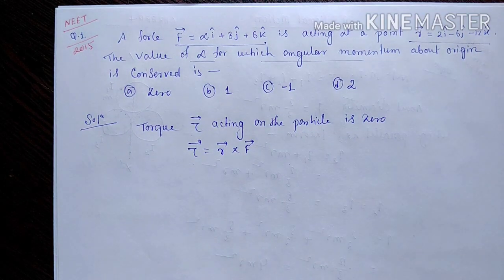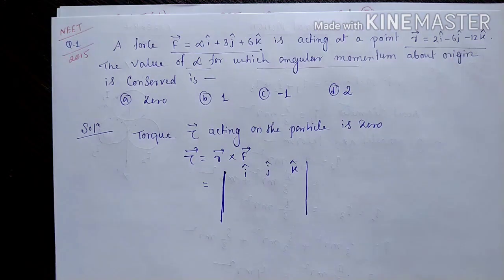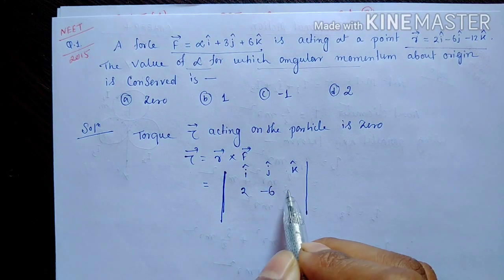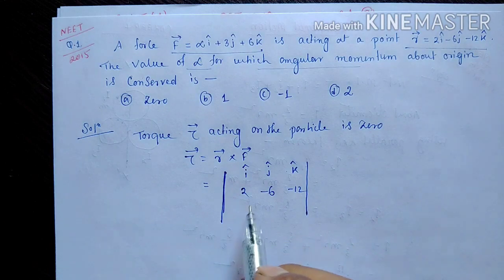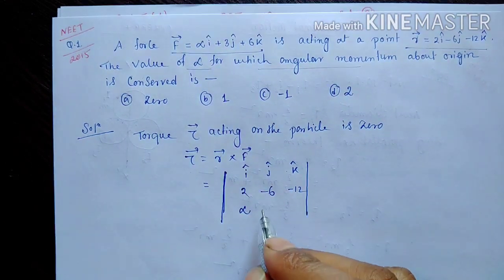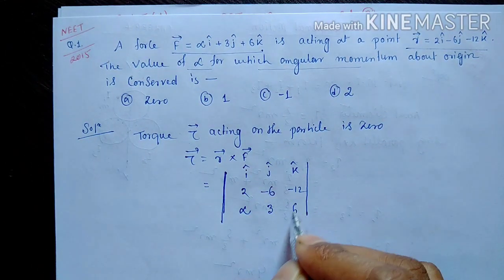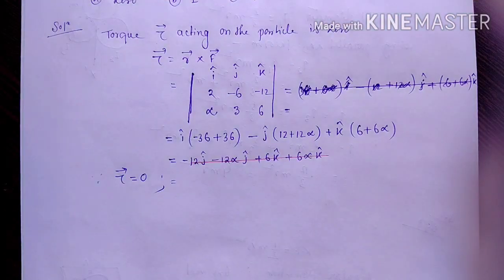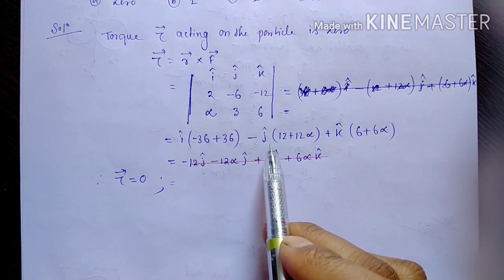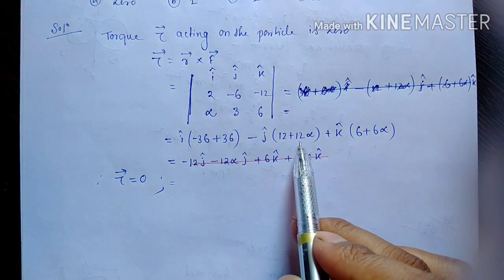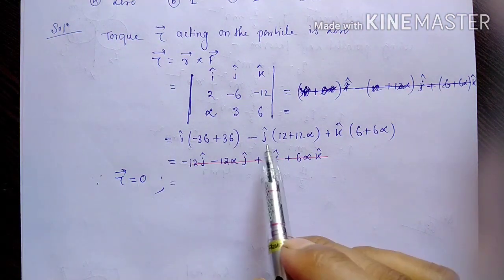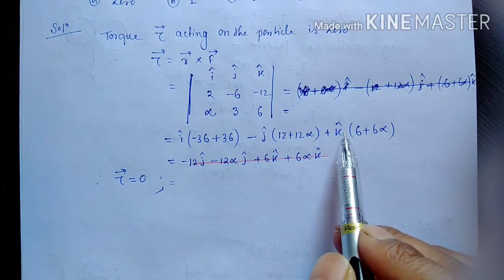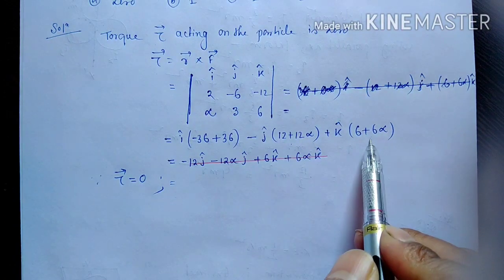After that we are going to simplify it. Just follow the question. R is 2 minus 6 minus 12, F is alpha 3 6. Simple cross product. So we are getting that the i term is 0, but along J and K there are some terms. Since there is no torque, J and K never become 0 because these are unit vectors having value 1. So that means those two terms must be 0.